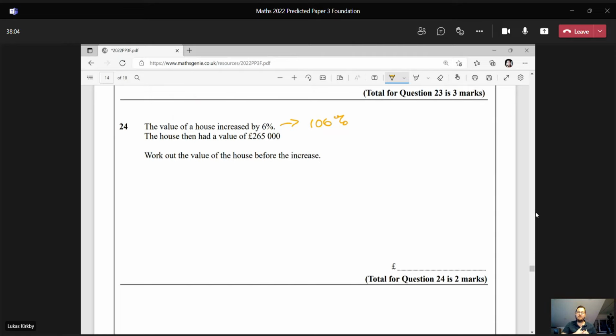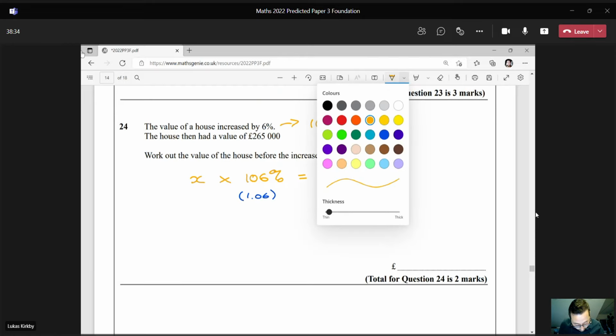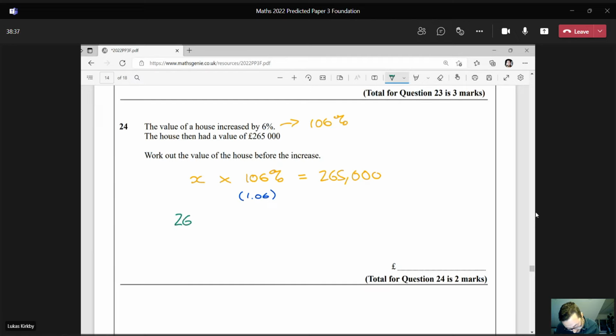The house then had a value of that. So whatever this is, let's call it X. Whatever the house was, you times it by 106%, or 1 point, let's just write this in brackets as well. You could also write it in decimal form, 1.06. And you're ending up with 265,000. So your times to go one way, to go back the original way, you do the opposite of times, which is divide. So the other way then is going to be 265,000 divided by 106%. So again, you can write that as 1.06.